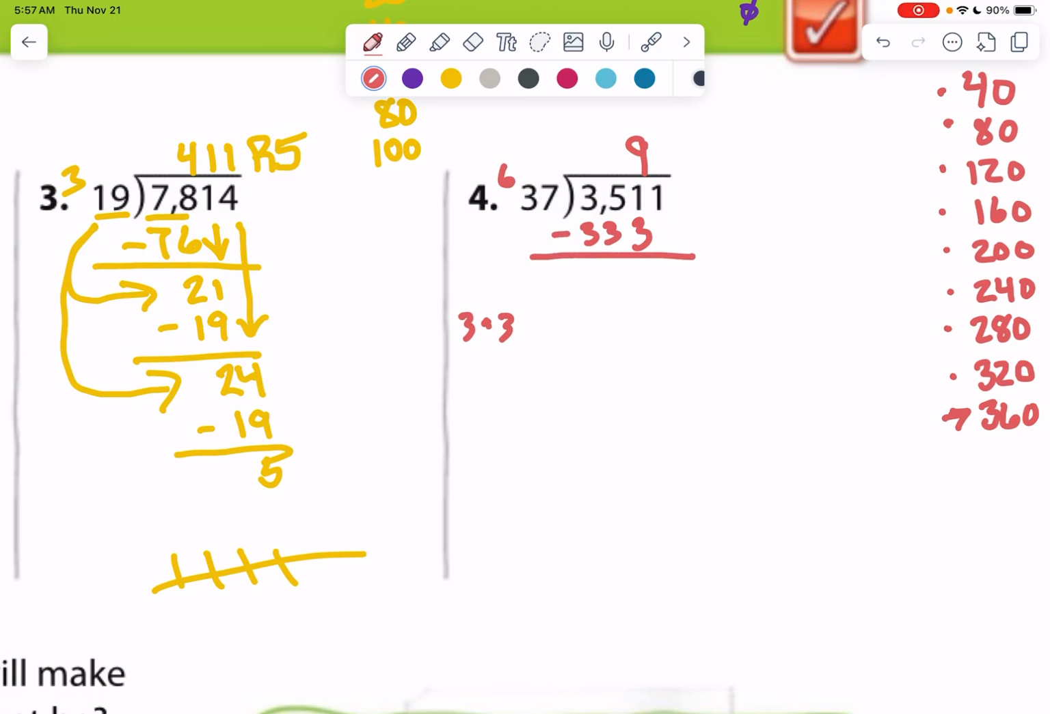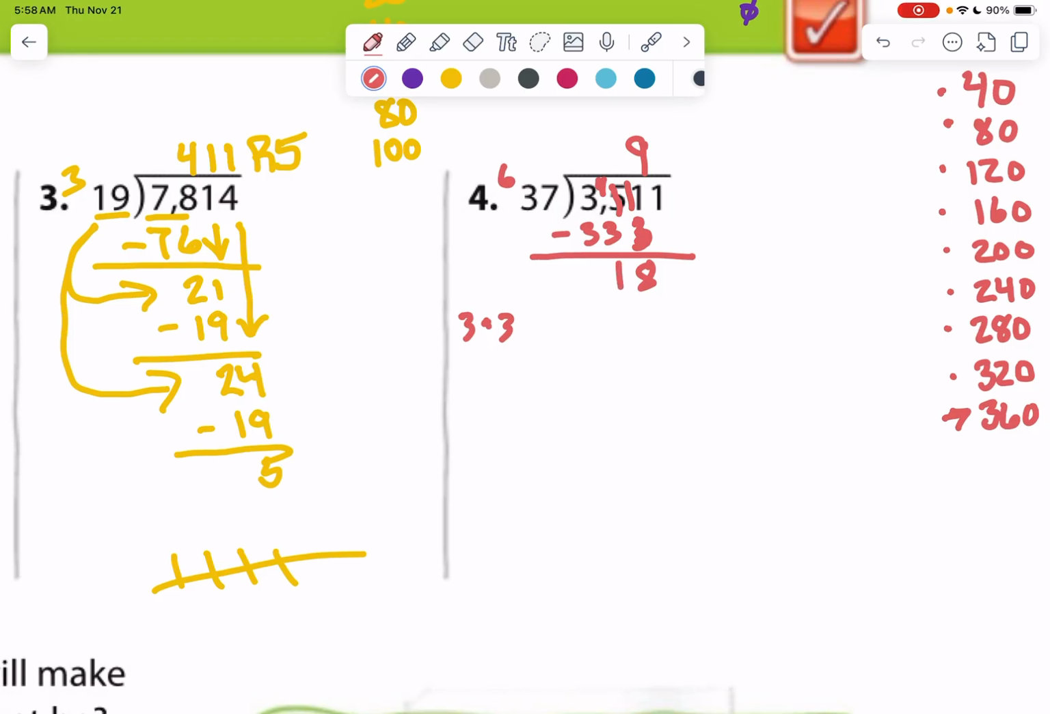1 take away 3. We can't do that, right? We could do 3 take away 1, but this is not 3 take away 1. So we borrow from the 5, make it a 4. This is 11 now. 9, 10, 11, no, it's 8. 8, 9, 10, 11, 8. 4 minus 3 is 1.